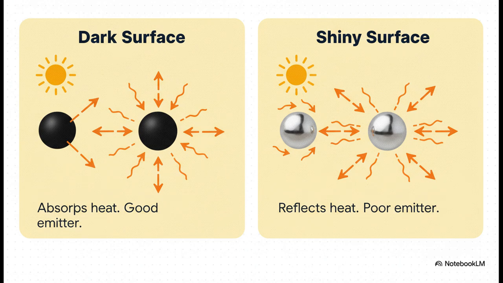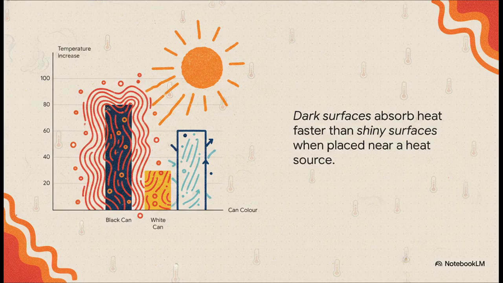Now, white and shiny surfaces are the complete opposite. They are poor absorbers because they reflect most of the heat. And they are also poor radiators. Just remember that simple rule. And this chart shows it perfectly. If you took a black can and a white can and left them out in the sun, you'd see the temperature inside the black can shoot up much faster. Why? Because its dark surface is absorbing much more of the sun's radiation. The white can, being a good reflector, stays much cooler.